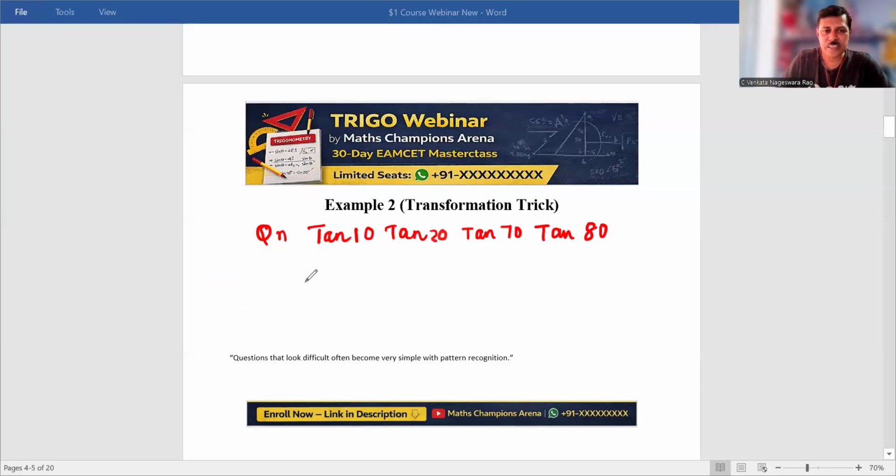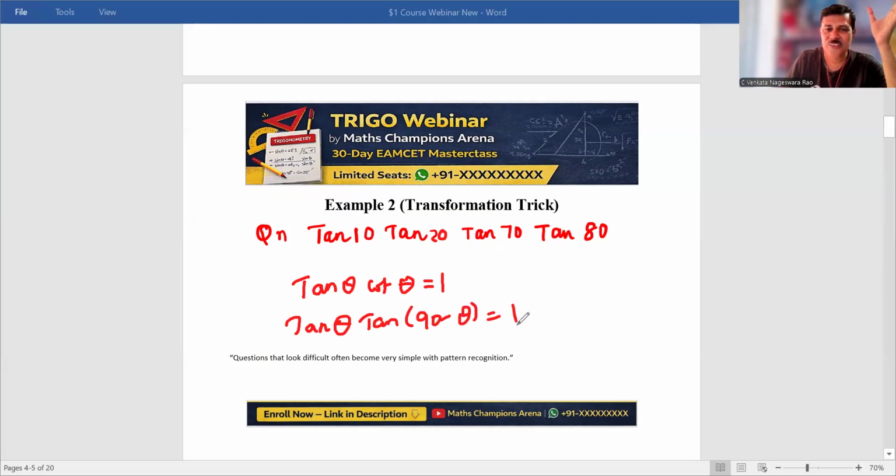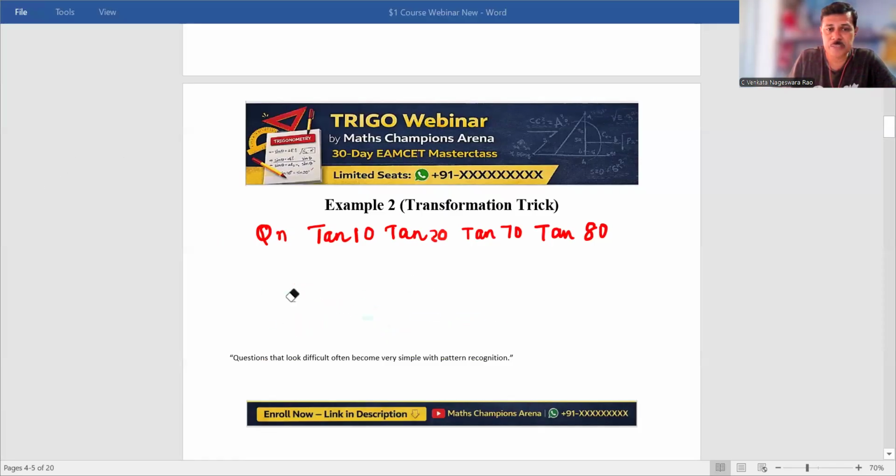What is that trick? See, number one, tan theta into cot theta. What do you say about this tan theta into cot theta? Cot theta is the reciprocal of tan theta, or tan theta is the reciprocal of cot theta. This you should immediately reflect in your mind. But if I want to write both in tan, this is tan theta and this is tan of 90 minus theta. See? 1. So what is cot theta? Tan of 90 minus theta. So is there a pattern here in this particular problem given in the same way? Let me check whether the pattern is given here or not.